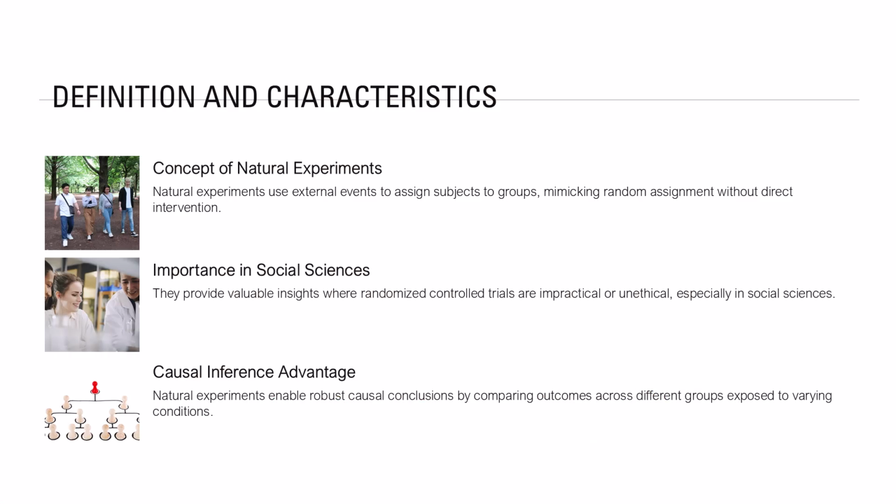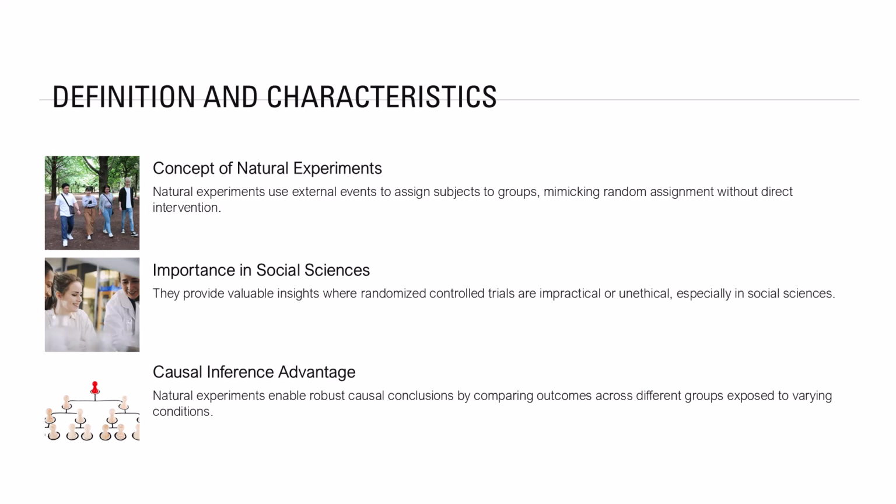Natural experiments are observational studies where external circumstances or events assign subjects to treatment or control groups in a way that mimics random assignment. These experiments are particularly valuable in social sciences when traditional randomized controlled trials are impractical or unethical. Unlike controlled experiments, researchers in natural experiments do not manipulate variables directly. Instead, they take advantage of naturally occurring conditions that divide populations into groups.